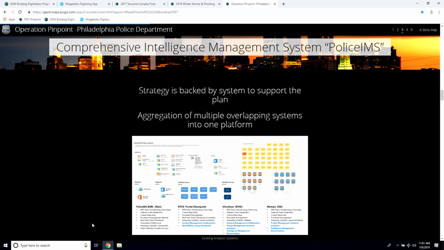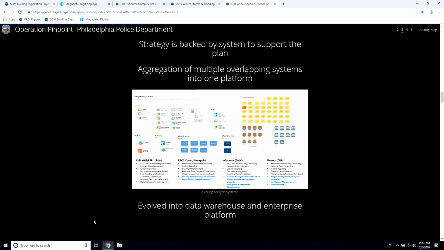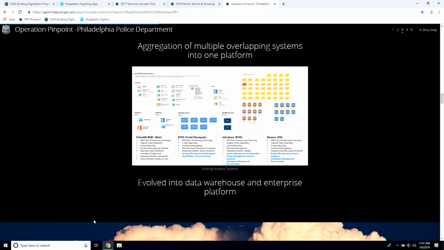So this is sort of an image of what the system looks like today. And in addition, there were multiple investments going on by the police department at the same time that had a lot of overlapping capabilities. There was a real-time crime center portal that was trying to be a one-stop shop search engine. There was InfoShare that was being used for suspicious activity reports in the DIVIC that also had searching capabilities. There was Memex that was being used by intelligence.